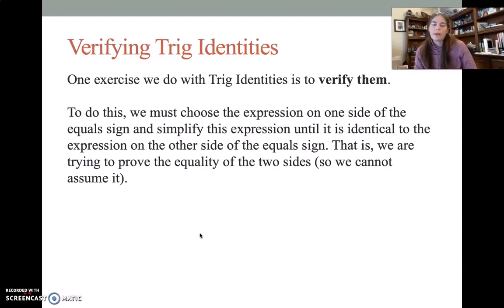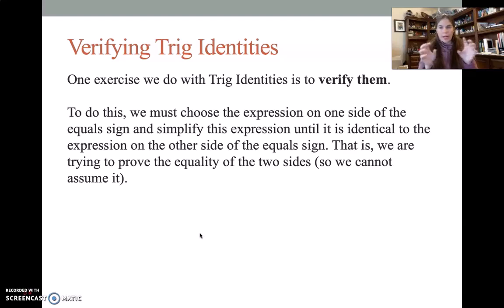So one thing that we do sometimes in math is we need to verify trig identities. So we need to show that those two statements are true. And so what we do is, you're given an identity, and in order to prove that it's true, what you need to do is start with one of the sides, it doesn't matter which, and then you need to manipulate that algebraically, essentially, until it looks like the other side.